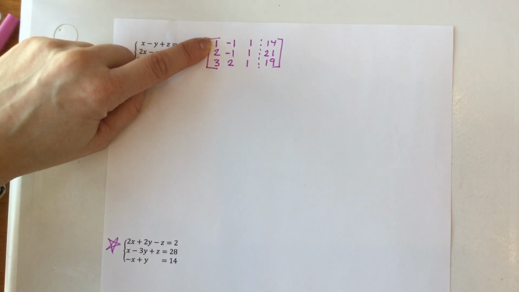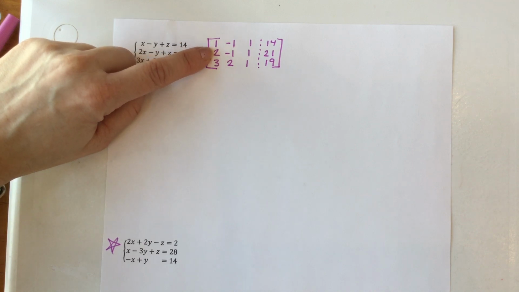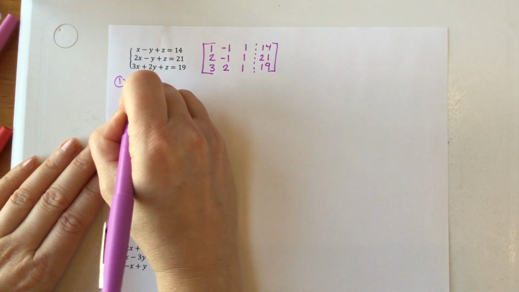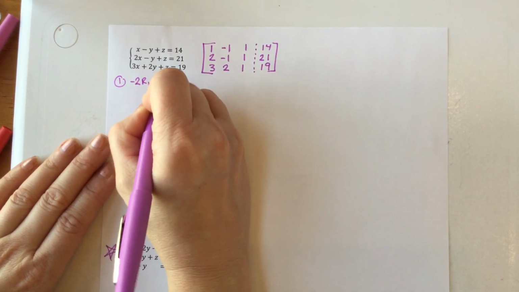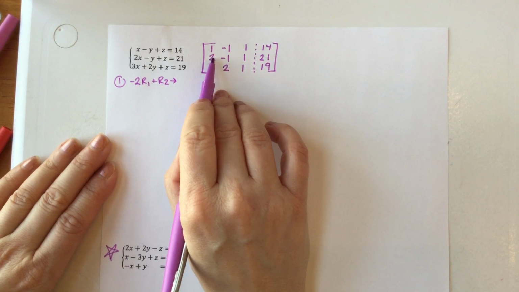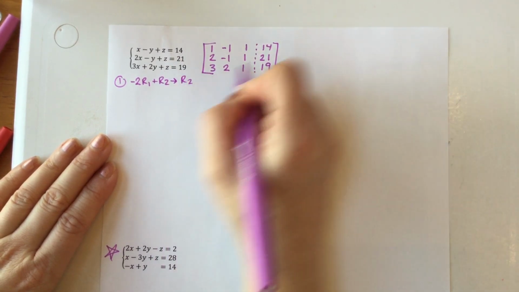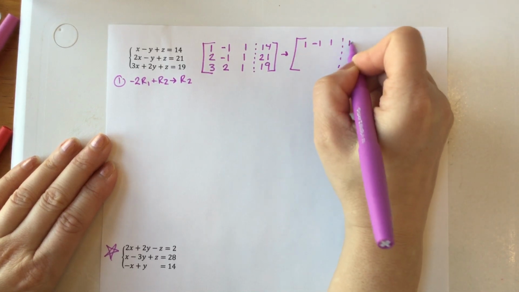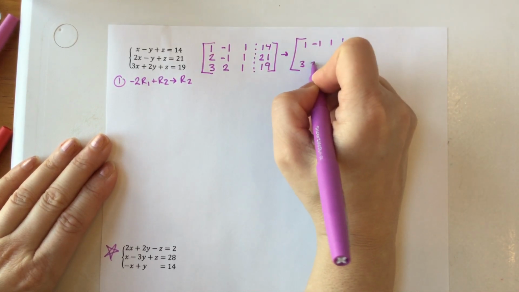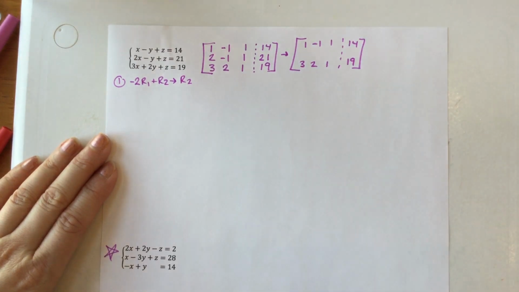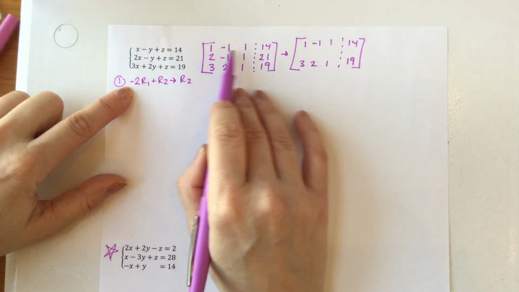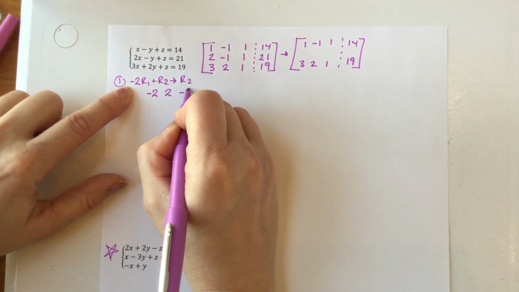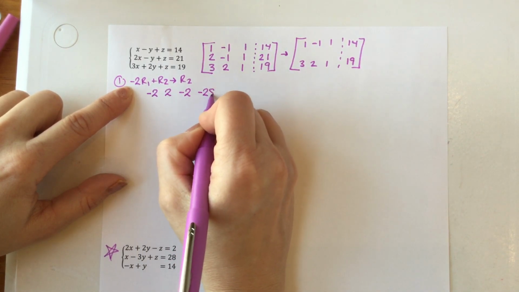So again, I have my 1 here. I'm going to keep everything the way it is. I'm going to cancel this x. To cancel a 2, I need to make this a negative 2. So negative 2 times row 1, add it to row 2. What I'm doing is canceling an x. I want that 0 in row 2. So I keep the top the same. I keep the bottom the same. And I need to find my new row 2. So I take the whole top, everything times negative 2. So it's negative 2, positive 2, negative 2, negative 28.